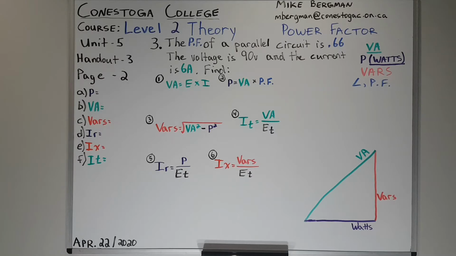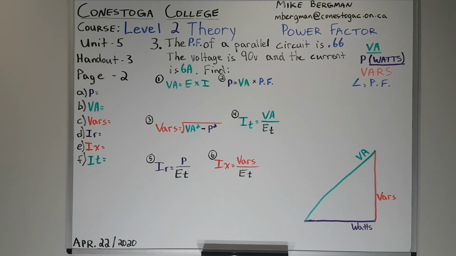But to find our VA, we're going to use that 90 volts, which will be consistent for finding our IX and our IR. Because it's a parallel circuit, the 90 volts will be across every component, and that way we know the difference between a parallel and a series circuit.